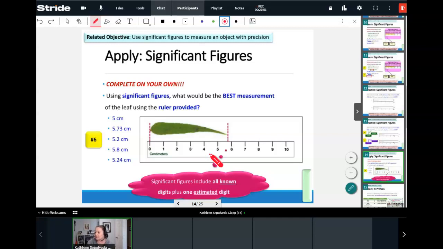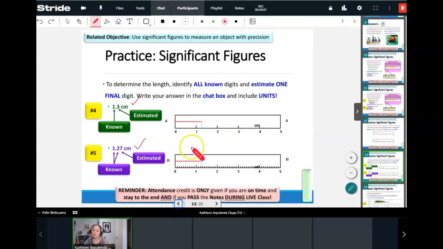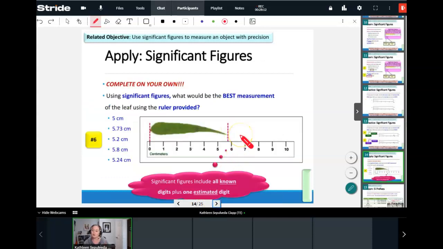Good. Anaya has it. Johnny has it. Yep. Hala has it. Good. Excellent. Yep. So 5 is my known digit. But do I have something after 5? I do. My question is, do I have little tick marks? Is the ruler like this one, or is it like this one? Is it like the top one? Or no, I don't have any tick marks. So do you think I'm going to use these numbers, the one that has the 2 numbers right here? No. So I can automatically get rid of this one.